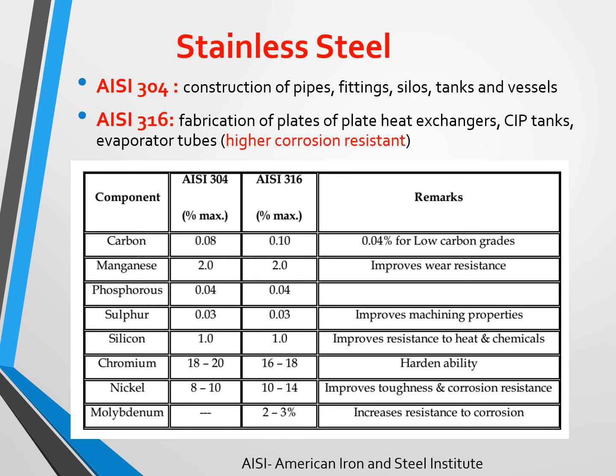So as I said, AISI 316 is more resistant to corrosion than 304 because of this molybdenum. Okay, so AISI 304 is also called 18:8, the ratio of chromium to nickel. A question may be asked to you: the chromium and nickel percentage in AISI 304, how much is it? It is 18:8. So 18 is the chromium and 8 is the nickel. So these are the different compositions of 304 and 316.